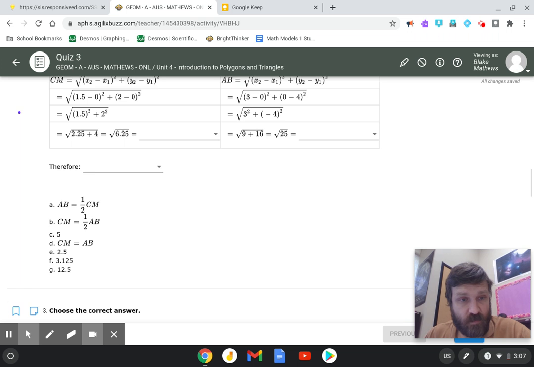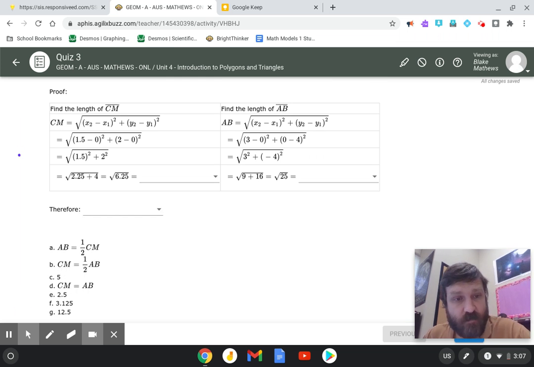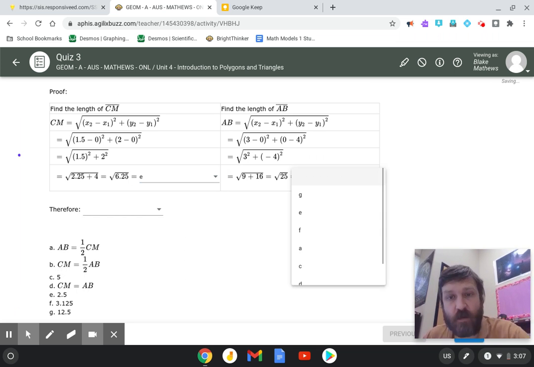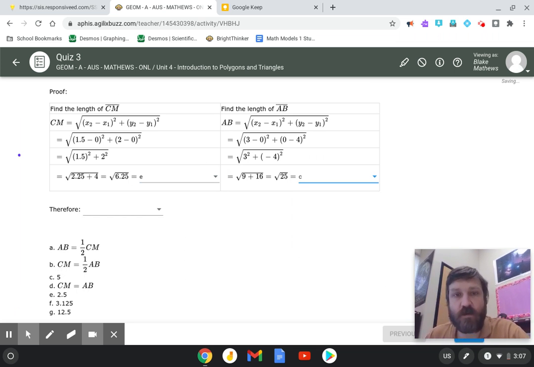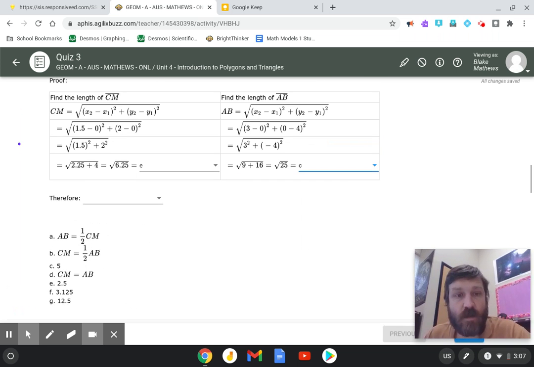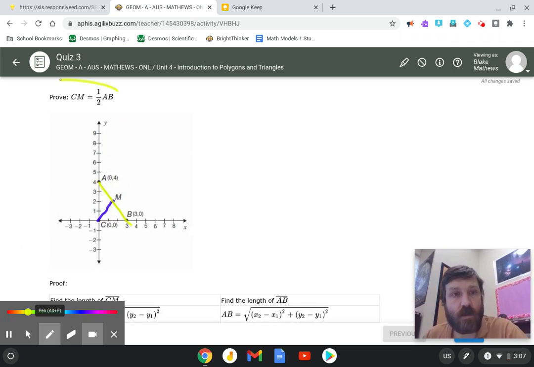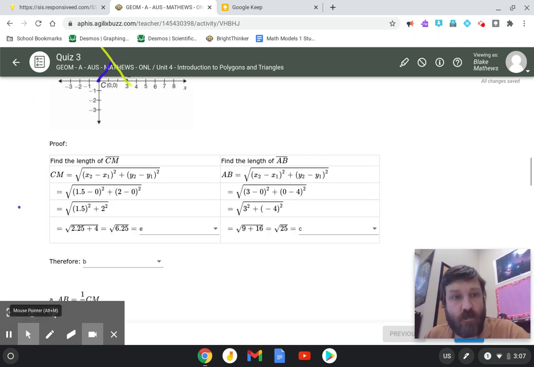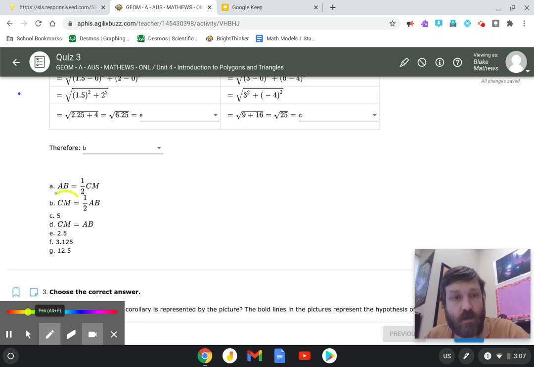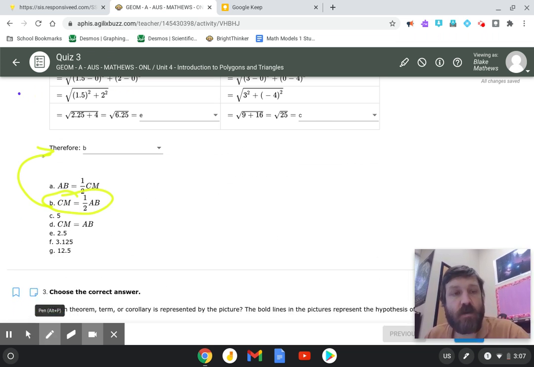Let's look down here. I think that's going to be 2.5? 2.5 for E. Square root of 25 is 5. That's pretty straightforward. So you see, you're not even really doing any of the work there. You're just doing that final step. Therefore, CM is half the measure of AB. So that's going to be answer choice B, and we knew that because that was the thing that we were looking for from the very beginning, right here. So that's why we put that answer right here. That's why that goes in that spot.